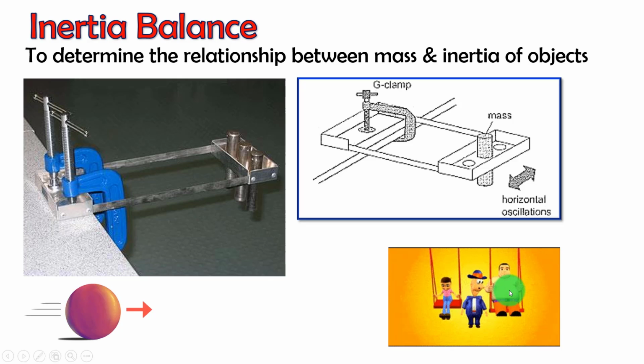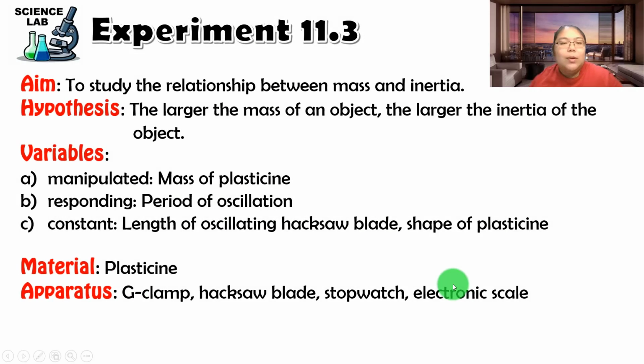You also need to put more effort to let it swing. That means the inertia of the bigger mass is higher compared to the smallest mass. Okay, so from here we got one of the experiments. They want to find the relationship between the mass and the inertia. So from here, the hypothesis: the larger the mass, the larger the inertia.